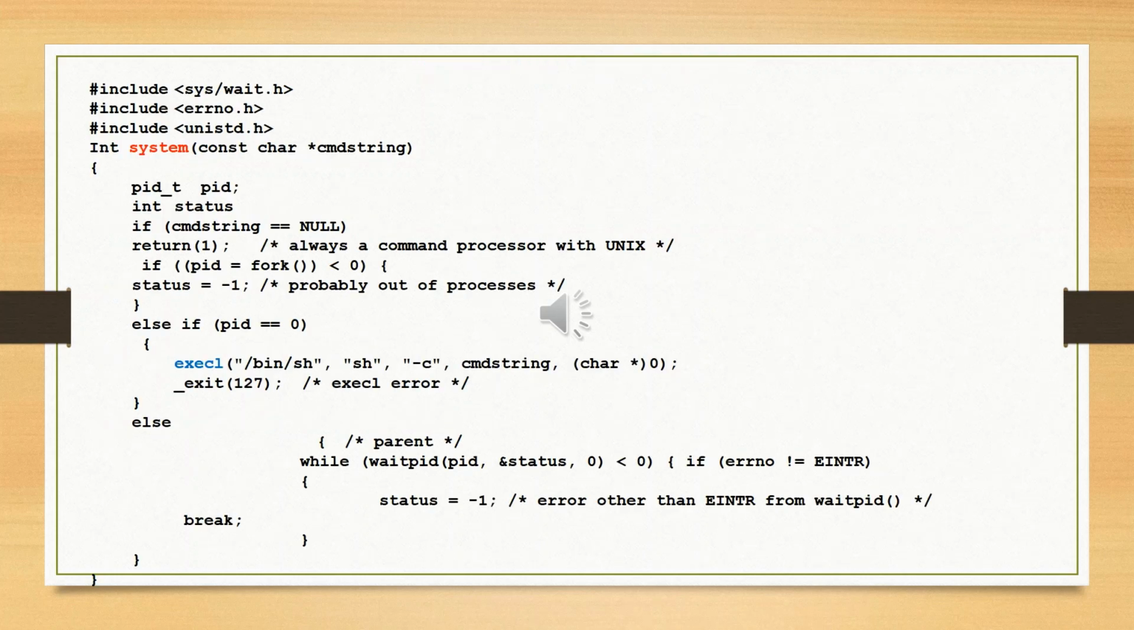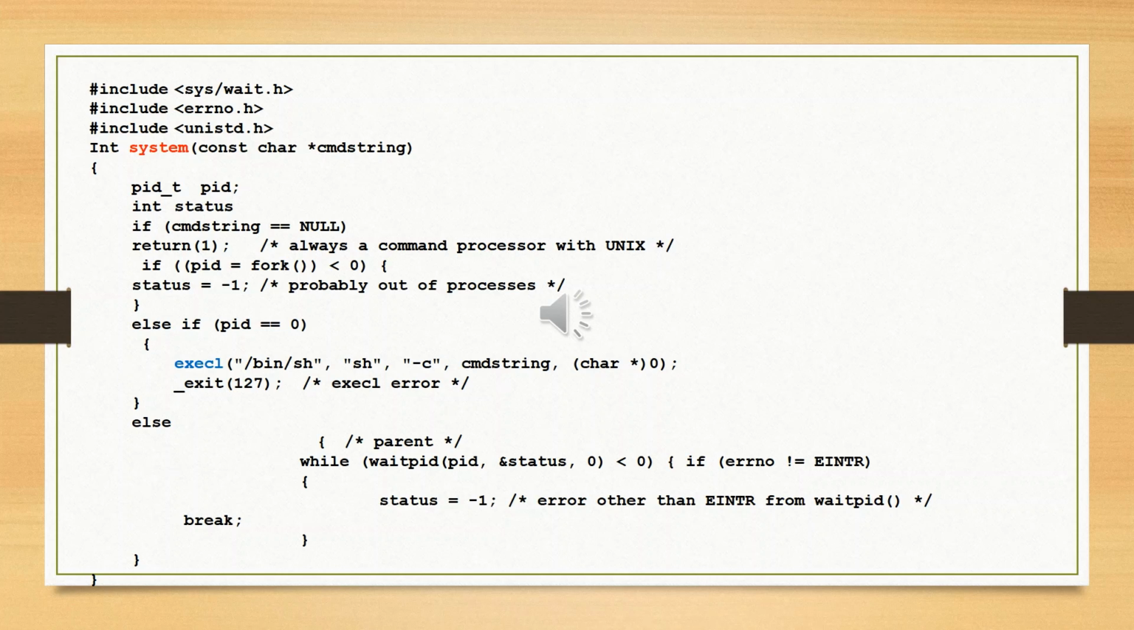This is a very simple example of how to use the system function in programming. For that we include the header files sys/wait.h and errno.h, to print the error number and to wait. Then we include the unistd.h header file and call the system function with a const char pointer to the command string. The parameters used in this program are the process ID, PID, and the int status, which is the status of the corresponding program or function.